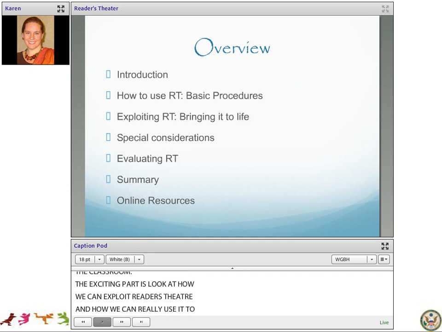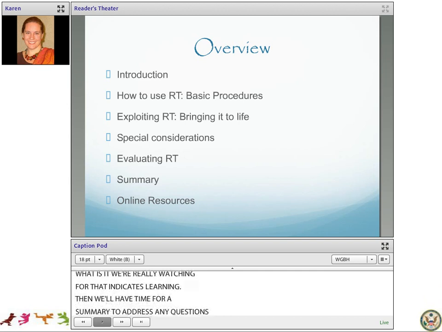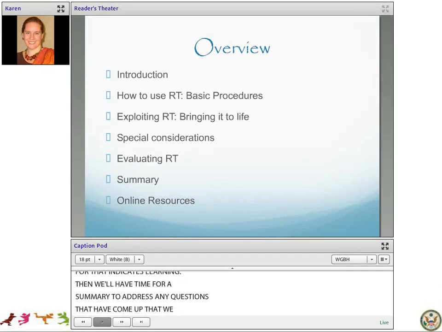For example, what ages we can use Reader's Theater with, or if there are any level considerations. And we'll talk about how to evaluate learners' performance in Reader's Theater. What is it we're really watching for that indicates learning? And we'll have time for a summary to address any questions that have come up that we haven't already addressed. And I'll walk you through some useful online resources.